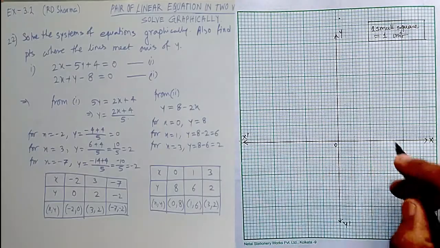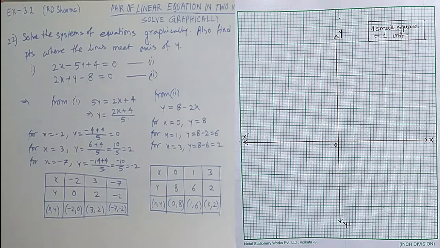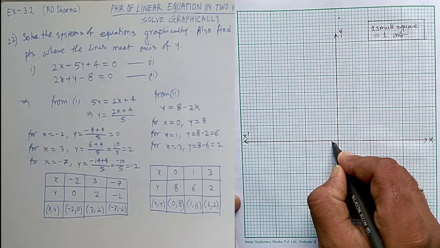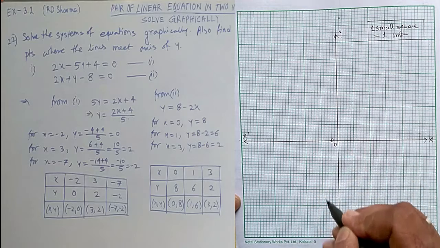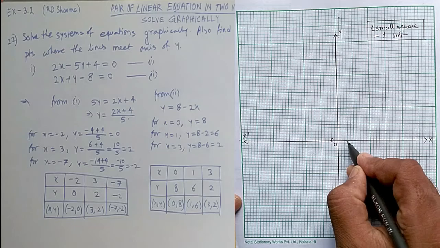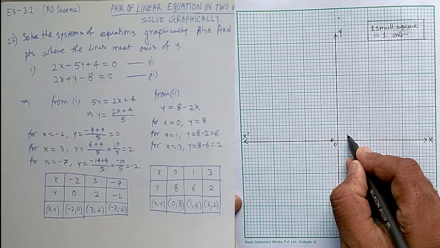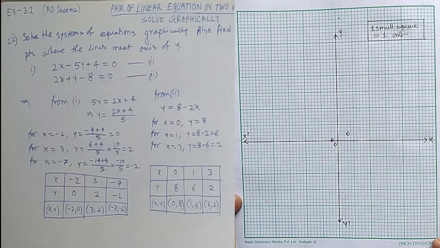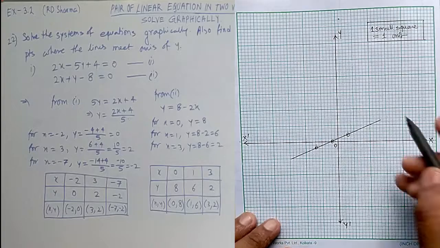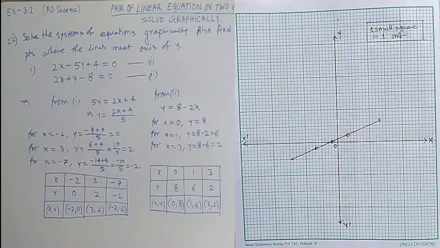Now this is the x-axis and this is the y-axis. Now we plot the points for equation 1 from the first table, that is minus 2 comma 0, that is x equals minus 2 (1 2) and y equals 0, this point. And next 3 comma 2, that is x equals 3, y equals 2, 1 2 3, 1 2, this point. And the next coordinate is minus 7 comma minus 2, this point. Now we join these 3 points with a scale, and this is the required graph of the first equation.